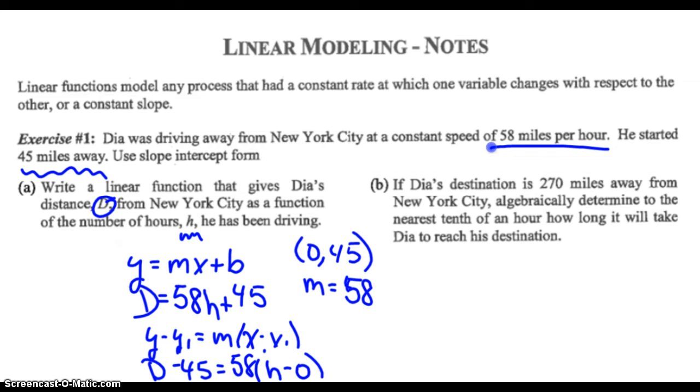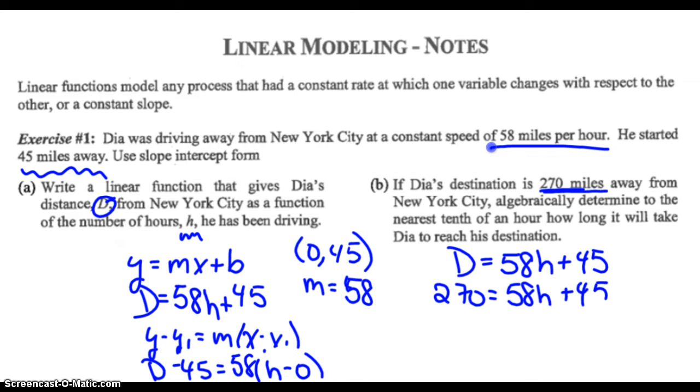All right, part B. The destination is 270 miles away from New York City. Algebraically determine, to the nearest tenth of an hour, how long it will take to reach his destination. So we're going to write up the distance, right? The units, 270. So you're going to plug that in for D. So my distance is now 270 equals 58h plus 45.